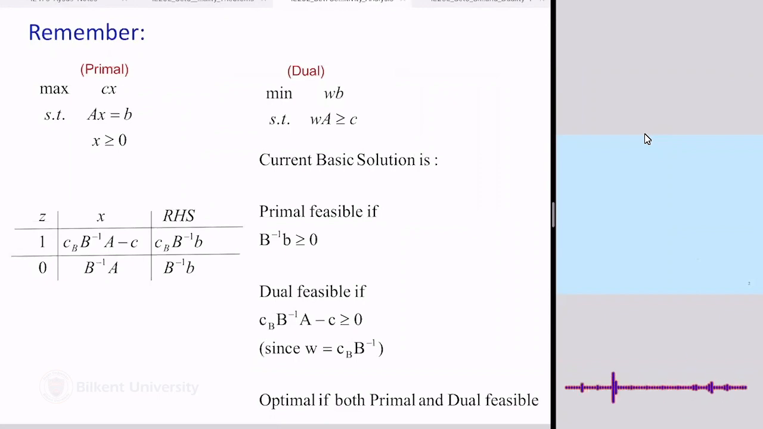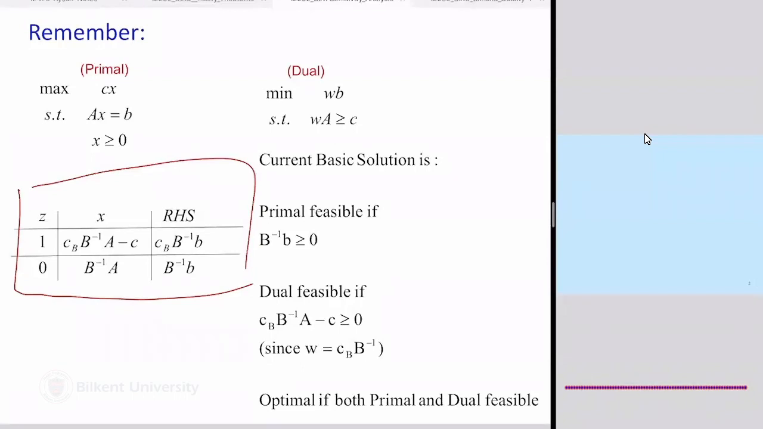Remember this, our good old matrix notation, because this matrix will be what we will be using in determining what to do based on the changes. Now, remember both the primal and dual simplex, right? In an optimal solution, what do we have? We have primal feasibility, we have dual feasibility, and we have complementary slackness.